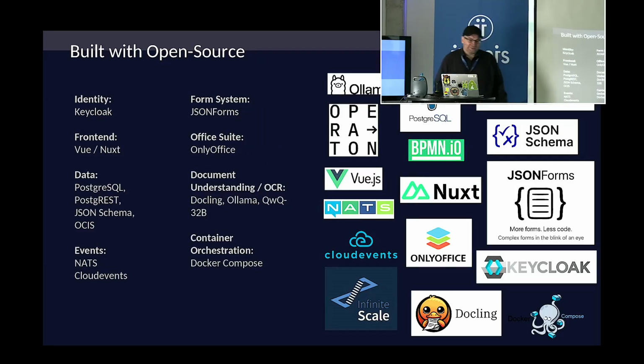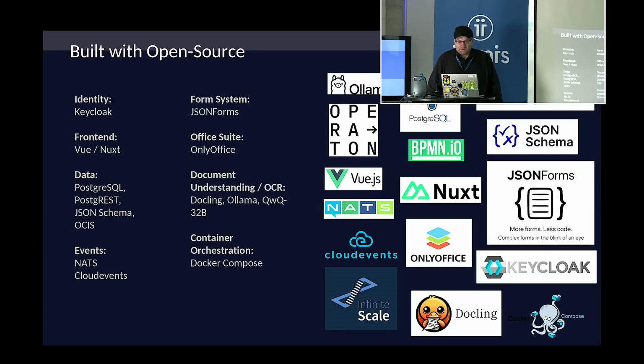And actually, we are quite invested in open source software in general, because we scouted the best technology that is there to build a system like this. For example, for identity management, we use Keycloak. For frontend, we use Vue and Nuxt.js. For data management, we use Postgres. It's a very, very good technology stack. And we use JSON Schema to define our data. We use ownCloud Infinite Scale for our file management. For events, we use CloudEvents.